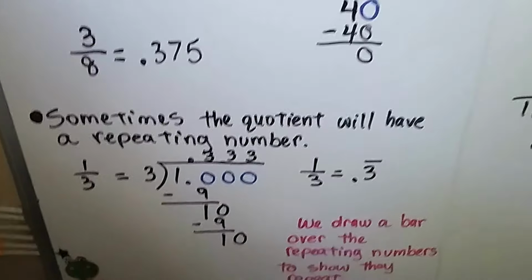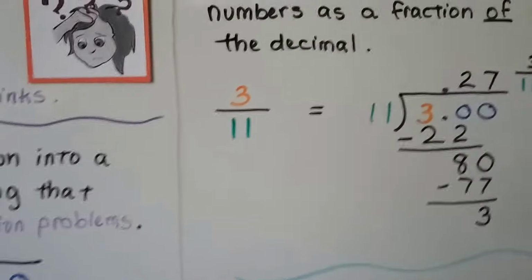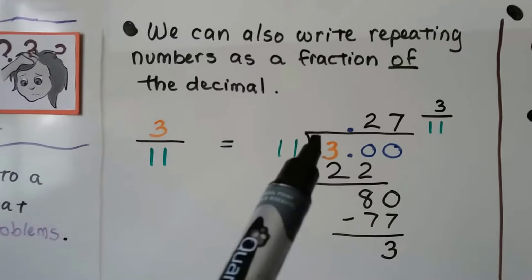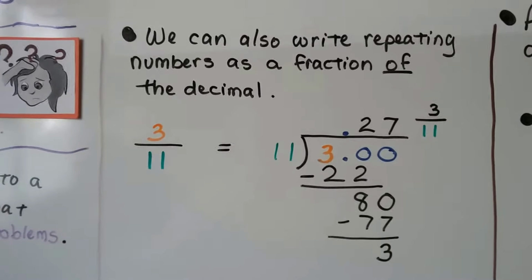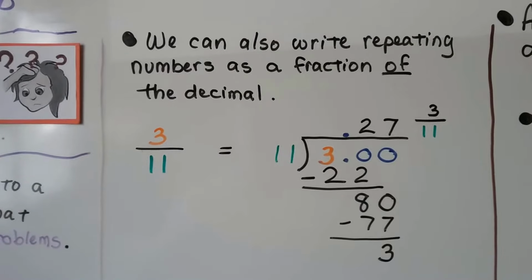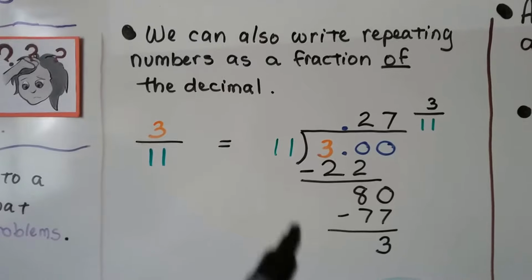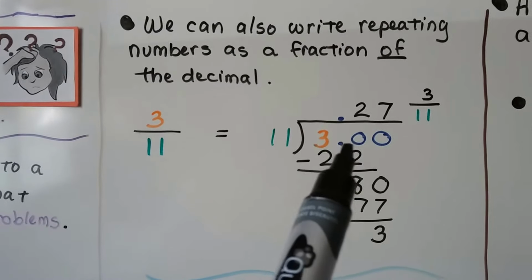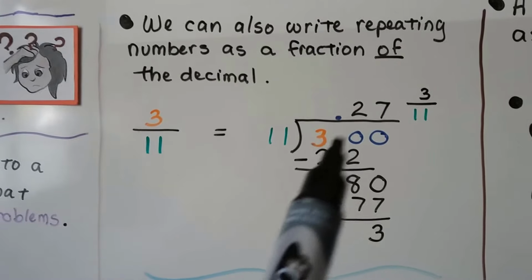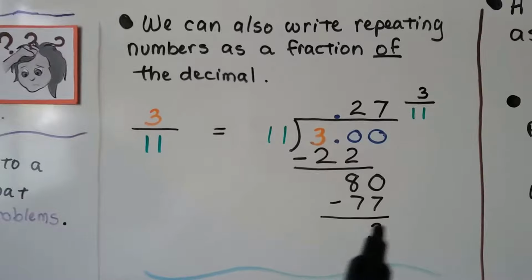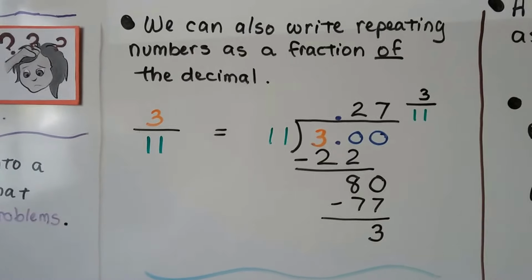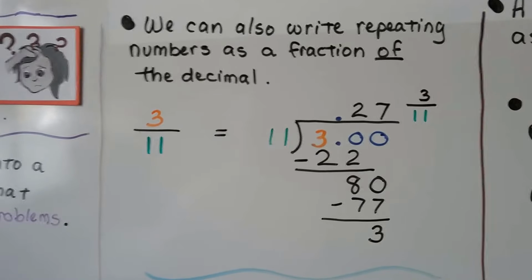But there's also another way. We can also write repeating numbers as a fraction of the decimal. For 3/11ths, we do 3 divided by 11. The 3's on the inside, the 11's on the outside. So the 3 is the dividend and the 11 is the divisor. 11 can't go into 3, so we add a decimal point and however many zeros we need, and we're going to end up getting a 0.27. When we get down here, we can just say that this 3 is the numerator and the 11 is the denominator, and say it's 0.27 and 3/11ths.